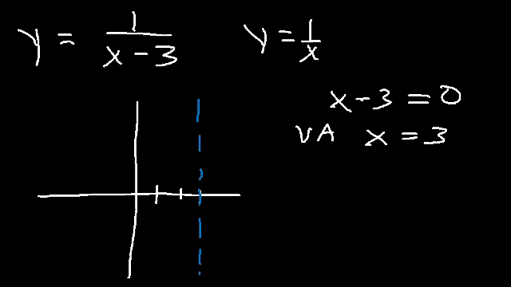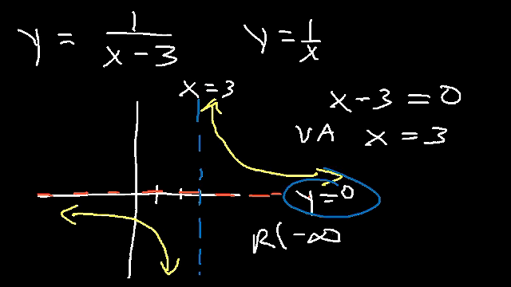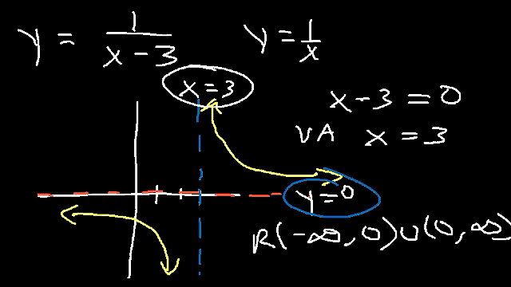The horizontal asymptote is still y equals 0. So the graph looks like this now. It's simply been shifted 3 units to the right. So what is the range and the domain of this function? Let's start with the range. The range could be anything except the horizontal asymptote. So the range is going to be from negative infinity to 0, union 0 to infinity. Now, the domain could be anything except the vertical asymptote.